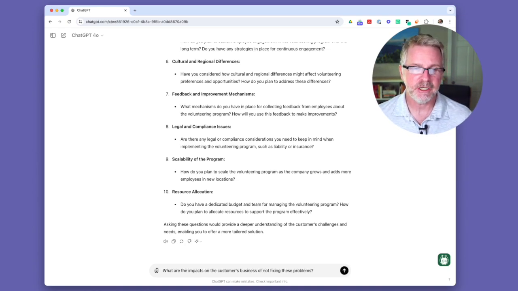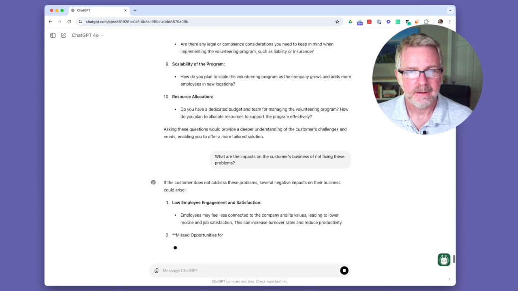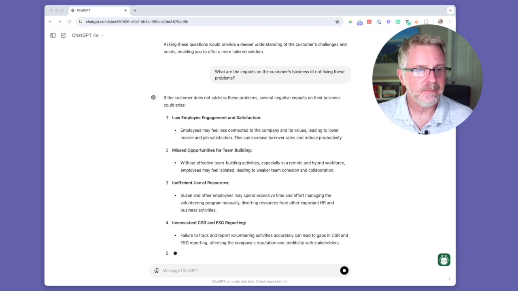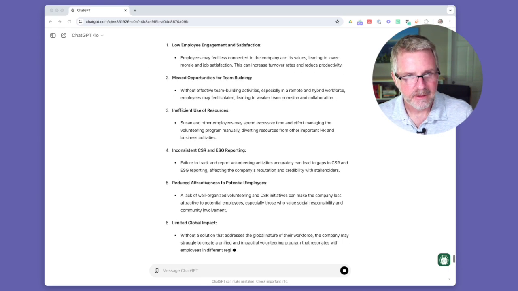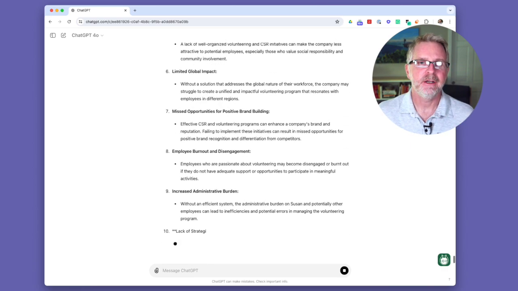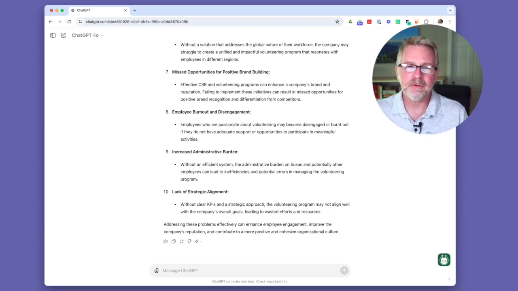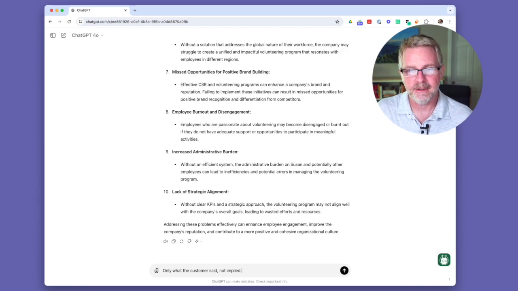So now you can ask ChatGPT or your AI, what are the impacts on the customer's business of not fixing these problems? Right? So now you're getting a list. Similar process here, right? That it's going to imply some things. And over time, as you get more comfortable with this, you can, of course, refine your prompts to be like, hey, tell me just what the customer said, not implied, things like that. But we're building here because we're trying to learn. So you would follow up on this like only what the customer said, not implied.